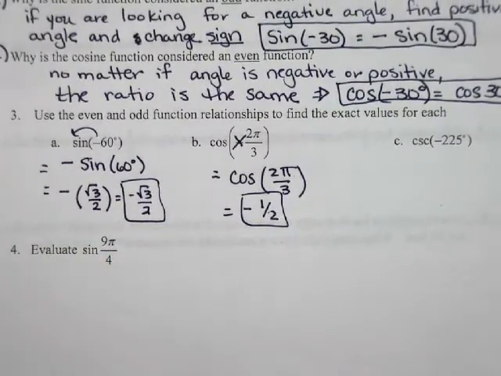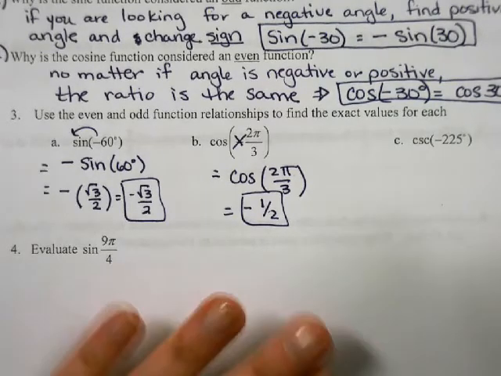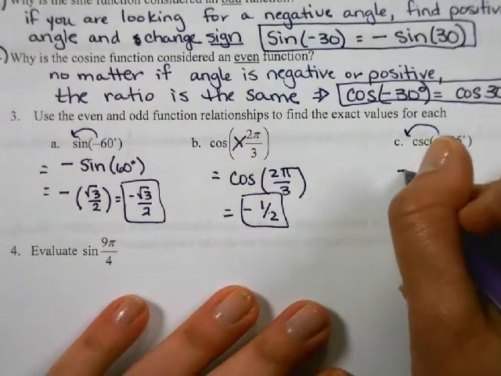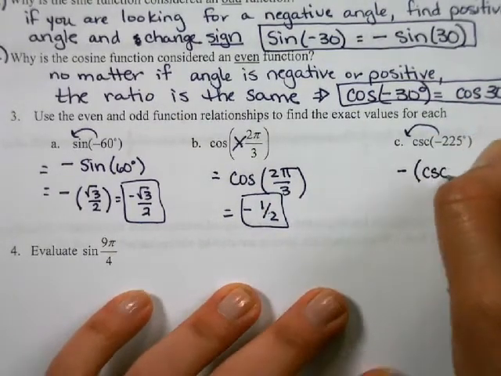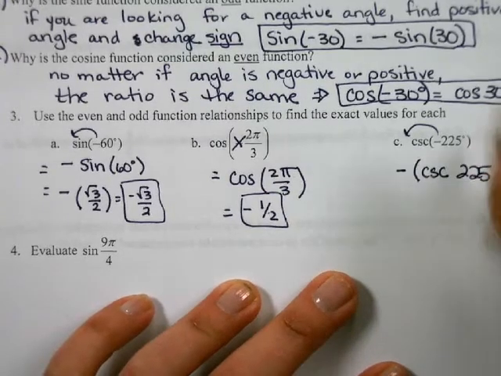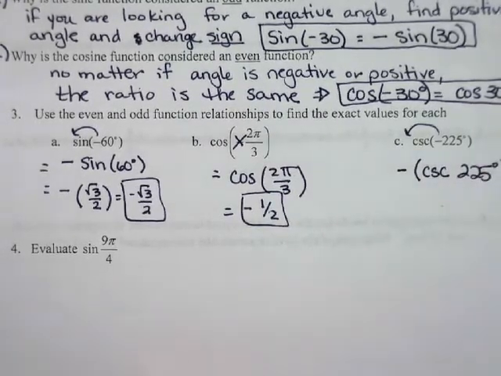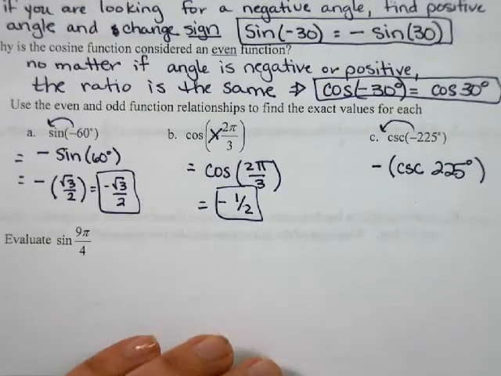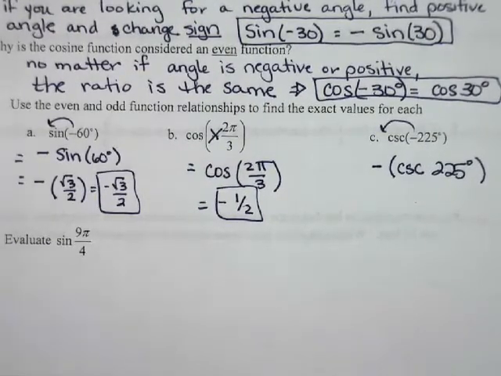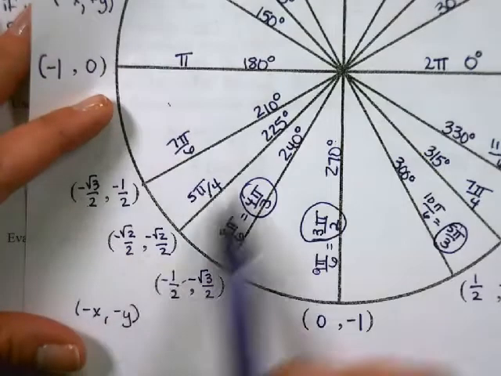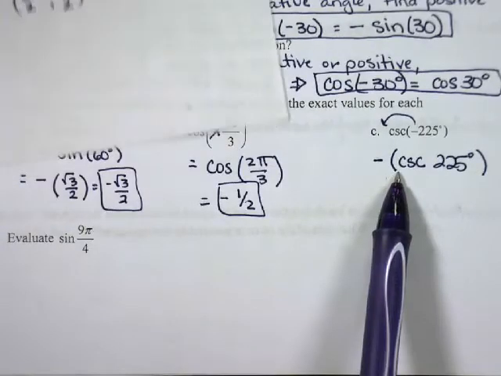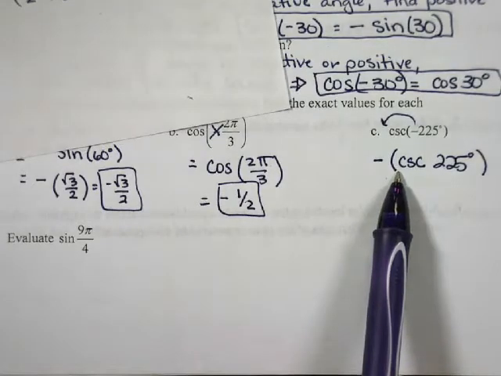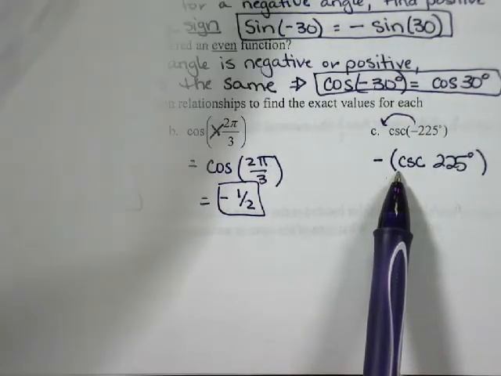Ooh, now they changed it on us. Cosecant of negative 225. Whose reciprocal is cosecant? Does the negative matter with sine? Yeah, so he's going to come out. So he's negative times the cosecant of positive 225 degrees. He's down here. Cosecant's reciprocal is sine.